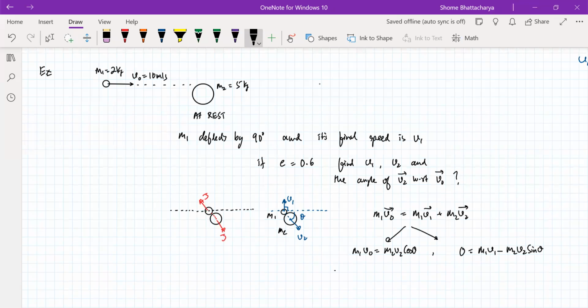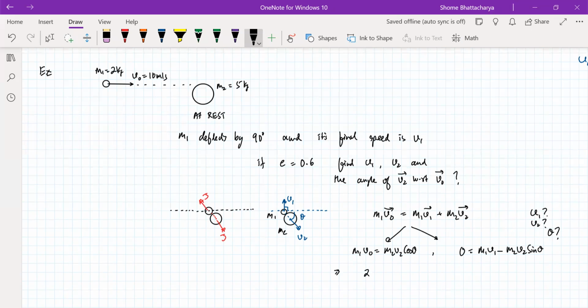So we have these two unknown equations, in which V1, V2 are also unknown and theta is also unknown. So we need a third equation. And that is where the coefficient of restitution equation will come in. So first let's write down these two equations.